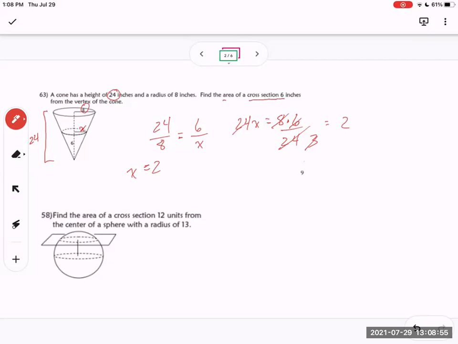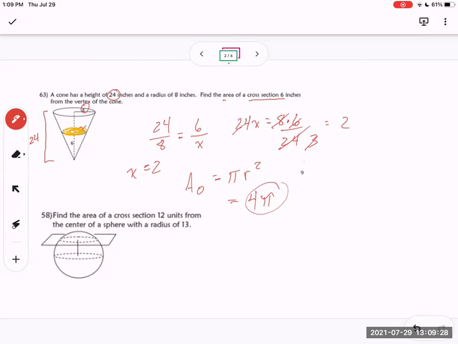Now we needed to find that because they wanted the area of a cross section. So they wanted the area of this right here. I'll do it in yellow. They wanted the area of this right here. So I needed to find x because x is the radius, right? So x is the radius of that cross section, so the area of a circle equals pi r squared, and r is 2, so it's just 4 pi. Okay. Questions about that? You guys good with that?